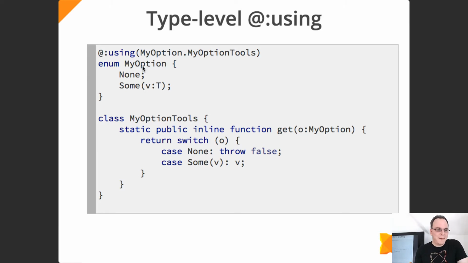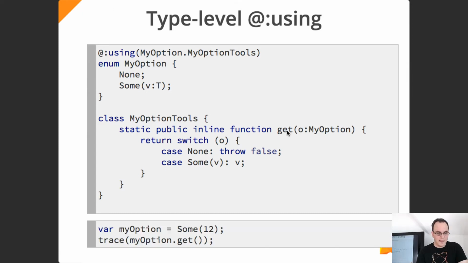So, as I was saying, you can take any type like an enum. We make a custom myOption enum, and then we say using myOption tools, which is this guy. And what this does is that every time you use myOption as an instance, you automatically get this as a static extension. So that just means that you can do this. Assuming this sum is an instance of this, you can just use get. And that works with any type.